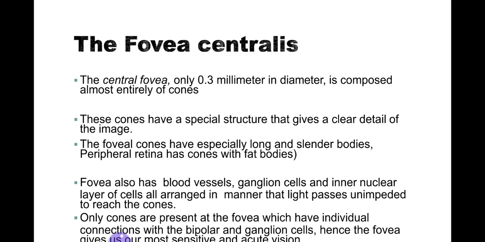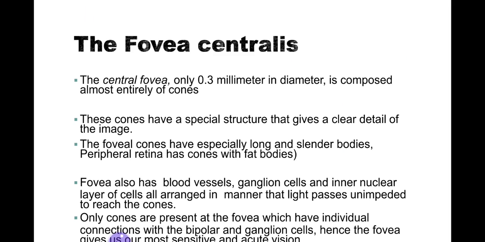Fovea centralis. It is only 0.3 millimeters in diameter and is composed entirely of cones. There is a difference in the structure of the cones that are present in the fovea centralis and the cones that are present in the peripheral retina. Actually, the cones in the peripheral retina have flat bodies and the foveal cones have long and slender bodies. Other structures in addition to the cones are blood vessels, ganglionic cells, and the inner nuclear layer of cells, all arranged in a manner that light passes unimpeded to reach the cones.